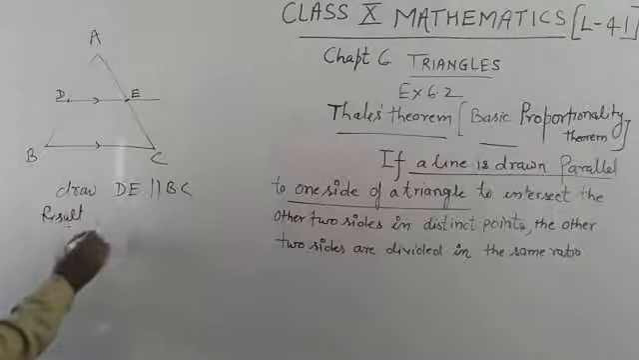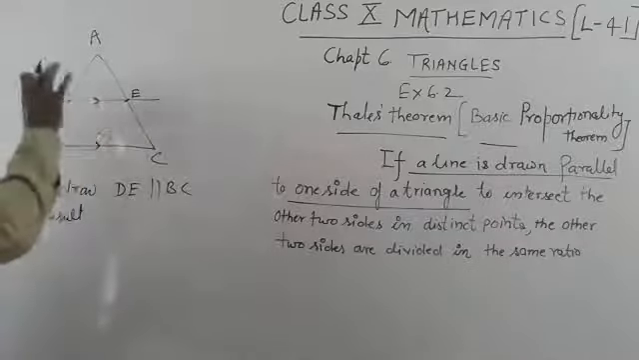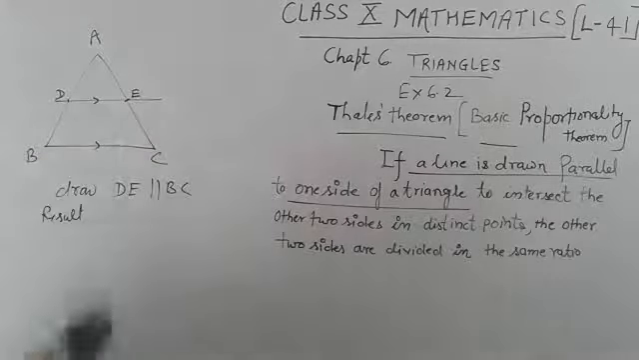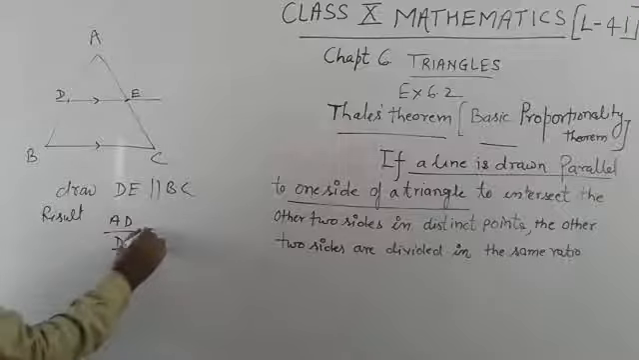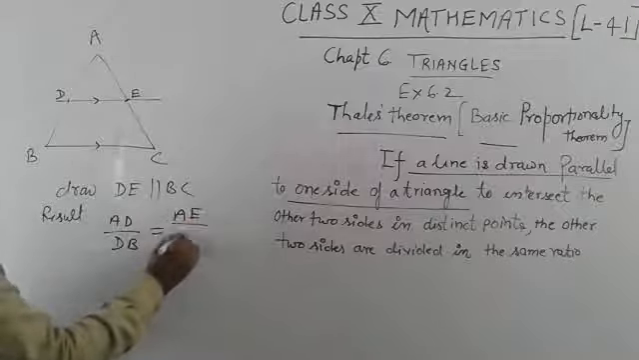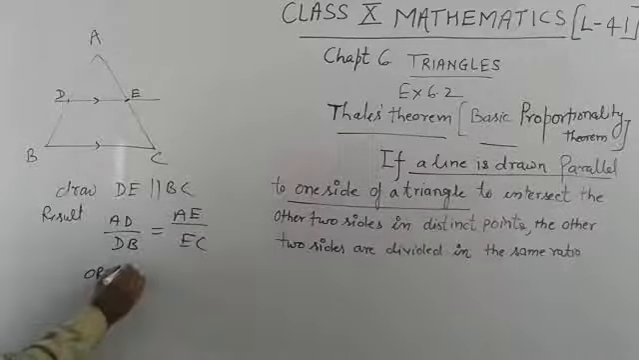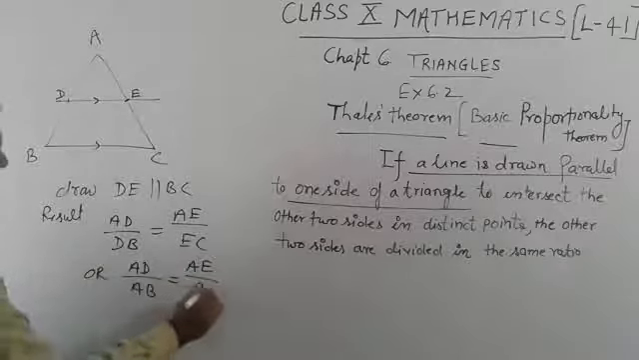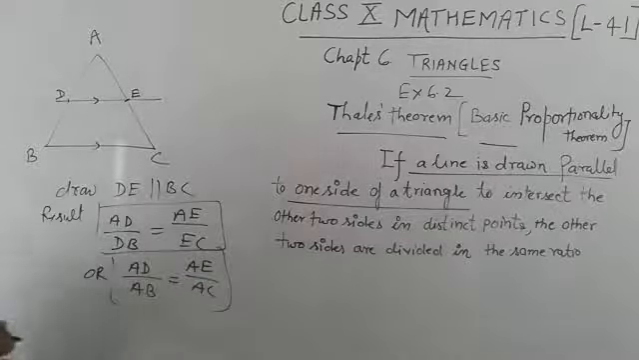the result is that these points D and E will divide the line segments AB and AC in the same ratio, that is AD upon DB is equal to AE upon EC. Or we can also write AD upon AB is equal to AE upon AC. The ratio will remain the same in both cases. So these are the results from Thales theorem.